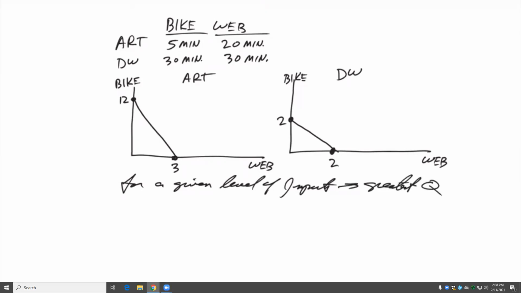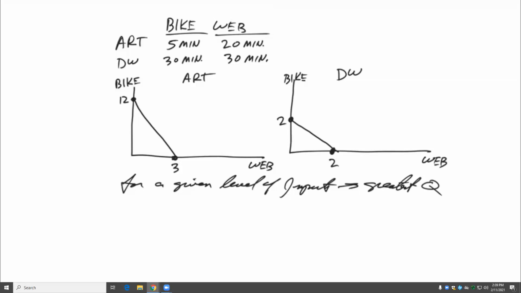Okay, that's one way of looking at an absolute advantage. Let's look at it that way. What is the input here for both DW and Arthur? It's 1 hour of labor. So in that hour of labor, who can produce the most bike repairs? Arthur here produces 12, DW produces 2. So it looks like Arthur has the absolute advantage in bike repair.